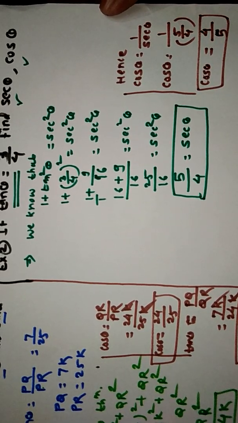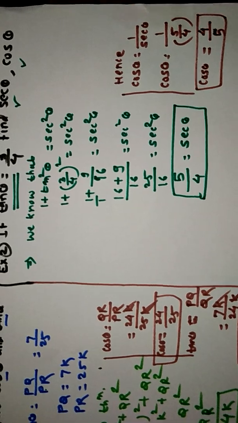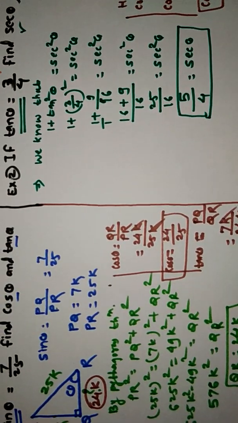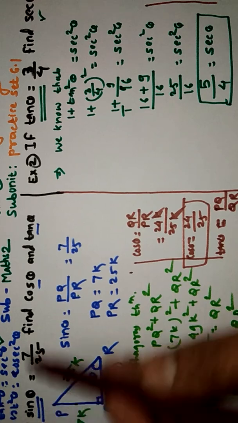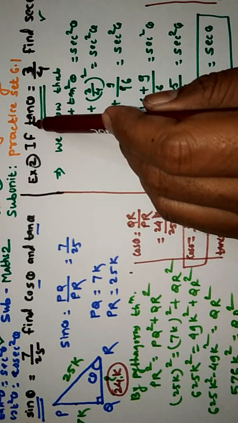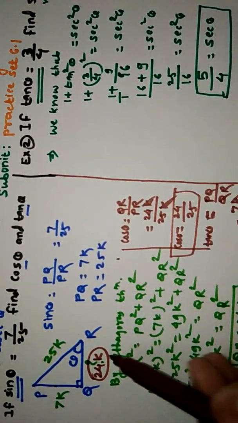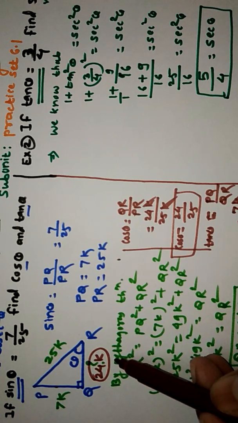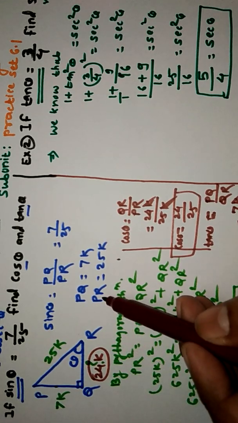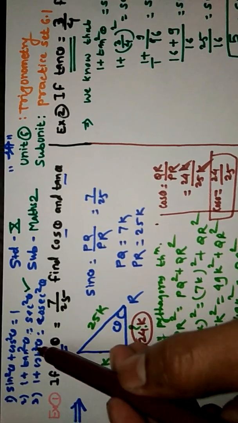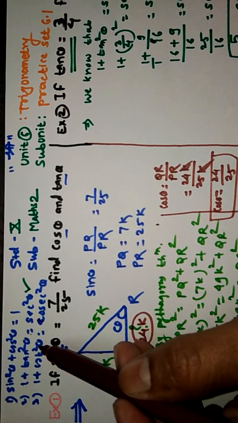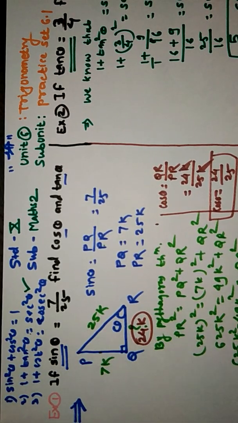This is the value of cos theta. Now remember, if one value of a trigonometric ratio is given, then we solve this type of example either by using the Pythagoras theorem and trigonometric ratios, or by using the fundamental identities.